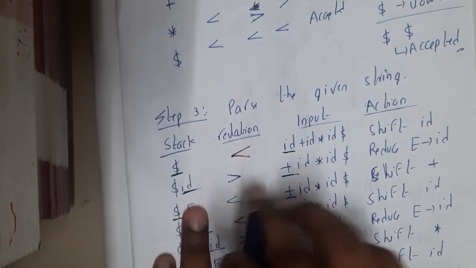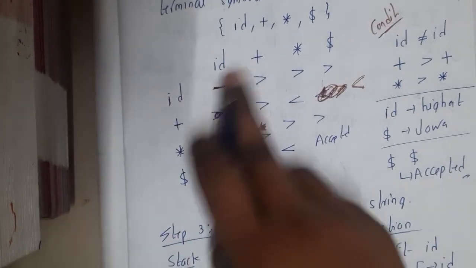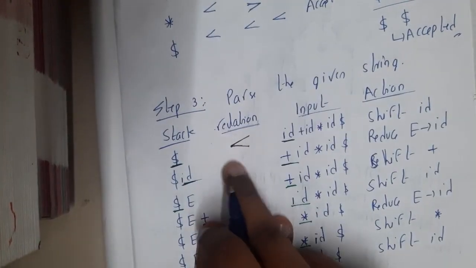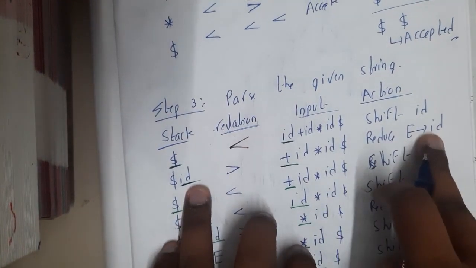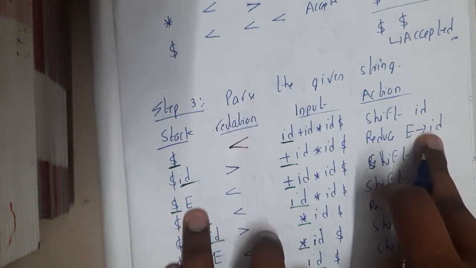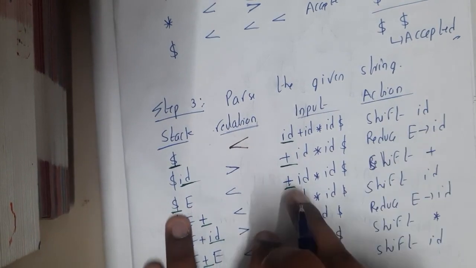Again id with the plus. So id with the plus, it is a greater than. Whenever there is a greater than, you'll be reducing it, guys. So reducing e to id. Okay, so you reduced it. So again you are checking with the dollar with plus.